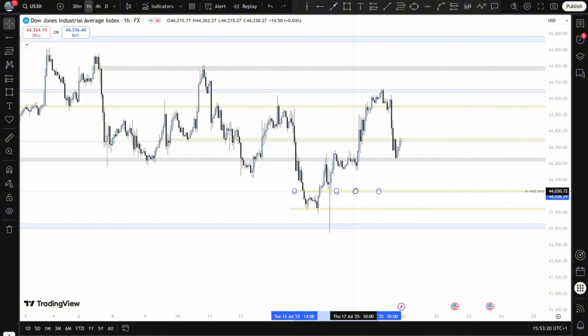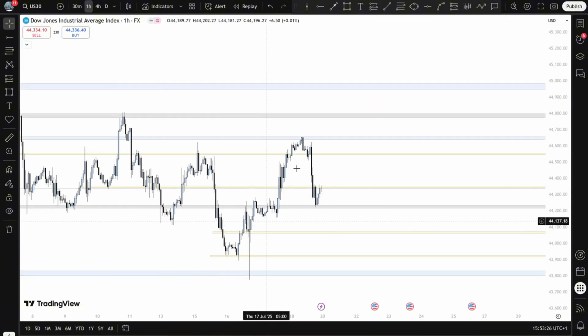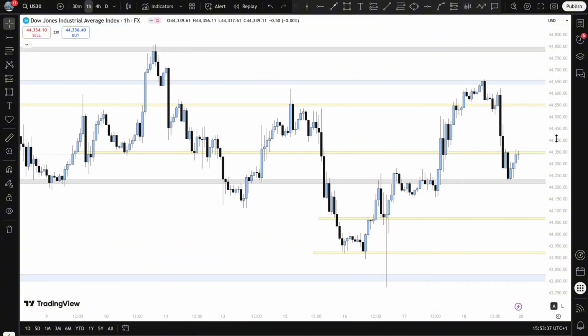Now, I want you to know something, right? This blue line is a daily time frame line. This blue key level is from the daily time frame. The gray one is from the 4 hour time frame. Then the yellow is from the 1 hour time frame. When price starts reacting there, then I will know that price is reacting to that time frame's key level.